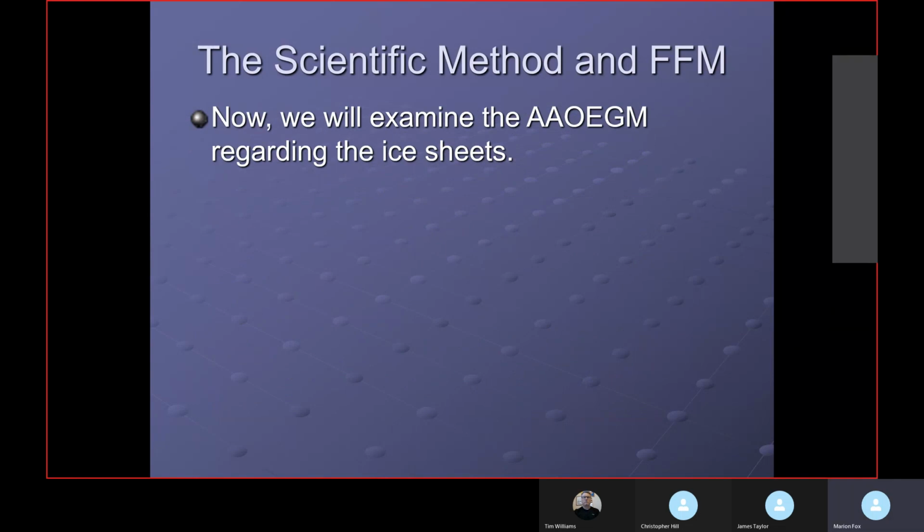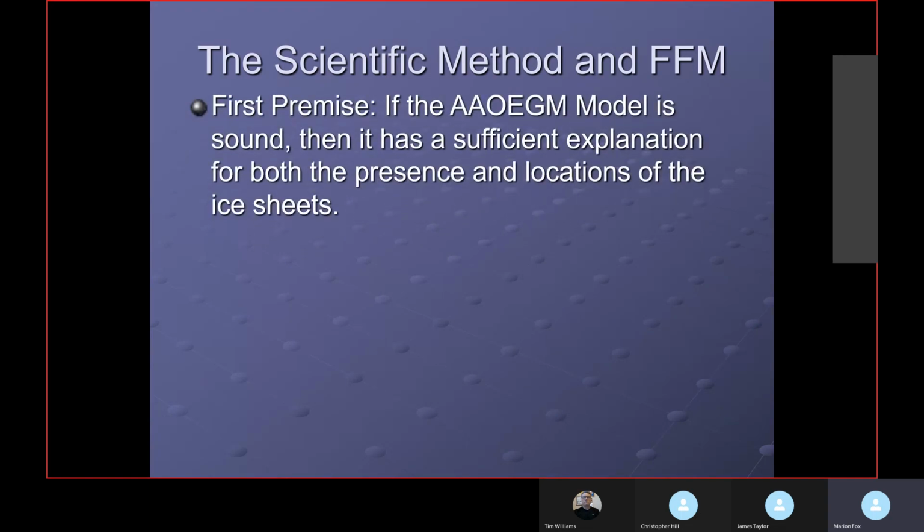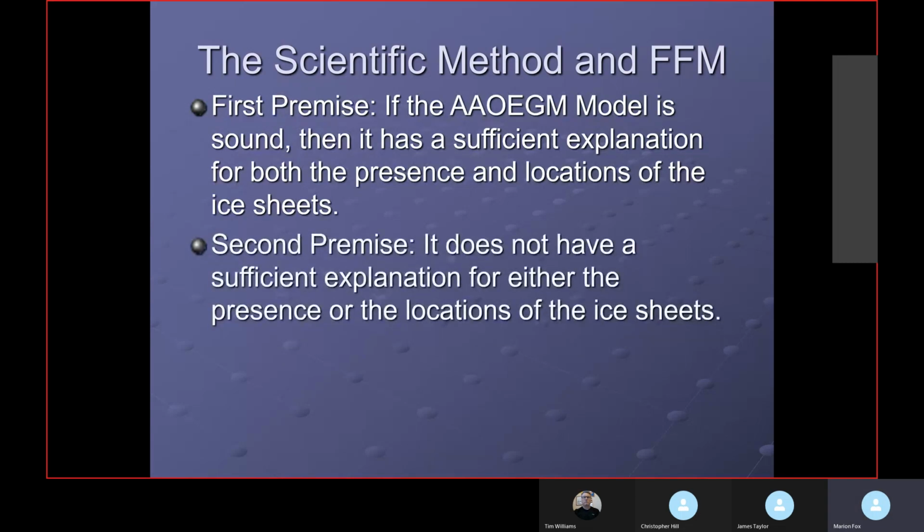Let's look at the agnostic atheist old Earth geologic model regarding ice sheets. If that model is sound, then it has sufficient explanation for the present locations of ice sheets. It does not have a sufficient explanation. Why? Because the locations are in the wrong spot. They should have been about the geographic poles, but they're not. They're in the wrong locations.